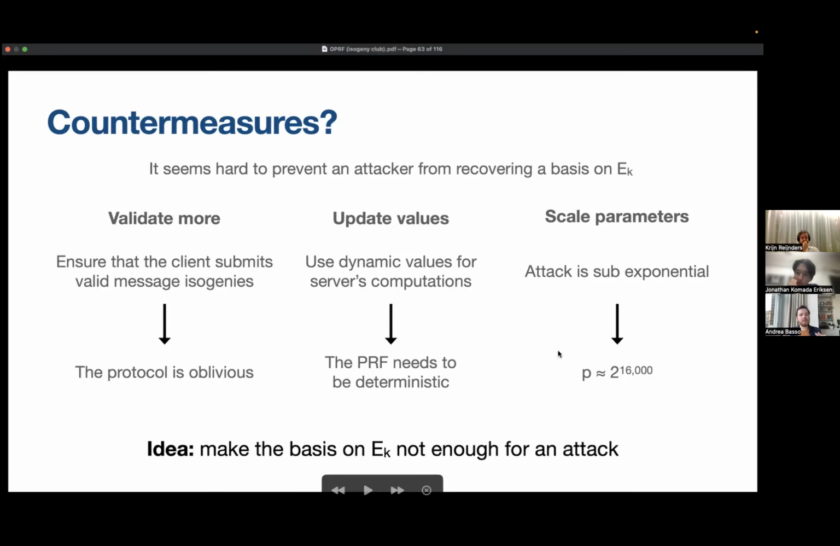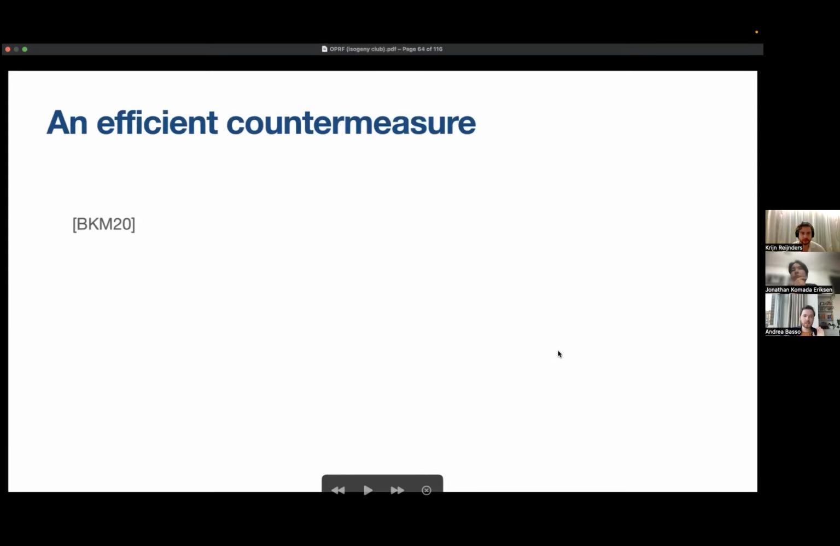We accept that the attacker will recover a basis on EK, that there is no easy way to prevent that, but we change the protocol in such a way that that basis becomes not enough for the attacker to evaluate the PRF. How does that look? So this is the original construction by Boneh, Kogan, and Wu, right?